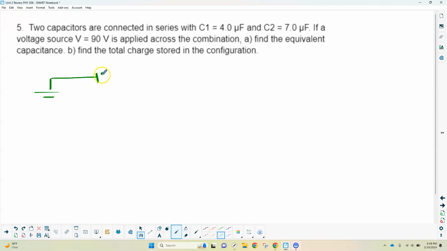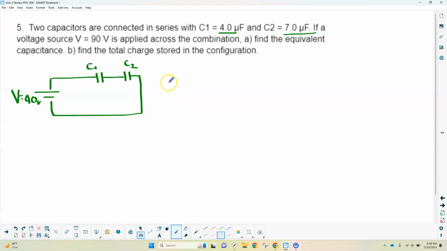Capacitors are 2 lines of equal length. The battery has 2 different lengths. So this is my voltage, which is 90 volts. We could call this capacitor 1 and capacitor 2. It tells you the values here, so I won't worry about writing them again. When they're in series, it's one right after the other, so it's one path.